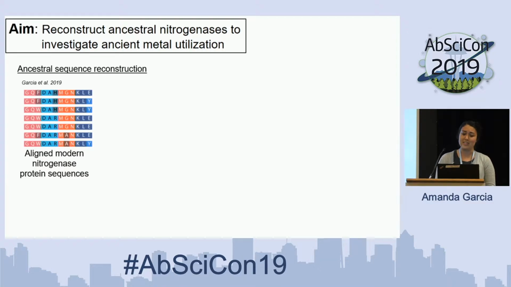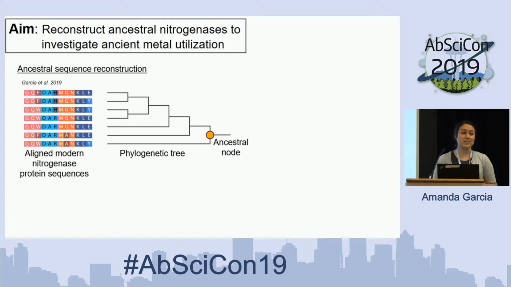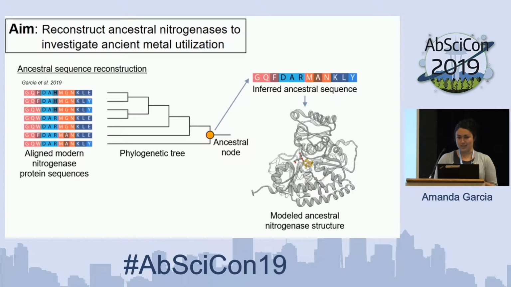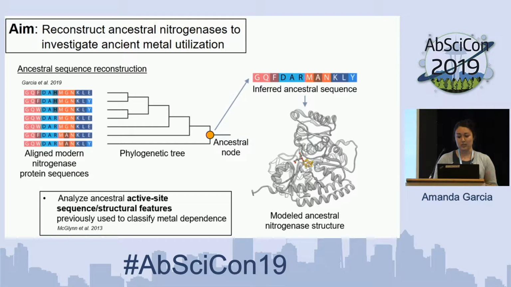We used a method called ancestral sequence reconstruction. Basically, this entails collecting a modern data set of, in this case, nitrogenase protein sequences, using that information to build a phylogenetic tree, and then using statistical methods to infer an ancestral sequence that corresponds to some ancestral node of interest. With that sequence, you can analyze it for interesting features, and you can also use it to model ancestral protein structures. So what we wanted to do is use this method to specifically analyze the active site sequence and structural features that had previously been used to classify the metal dependence of modern nitrogenases, and instead apply it to our inferred ancestors.